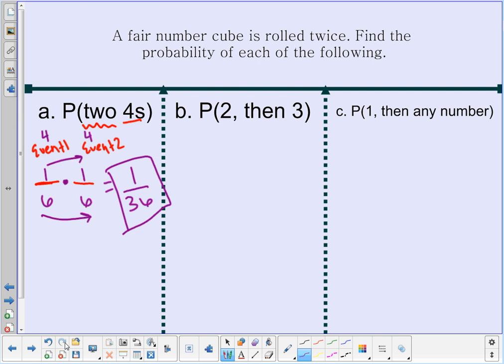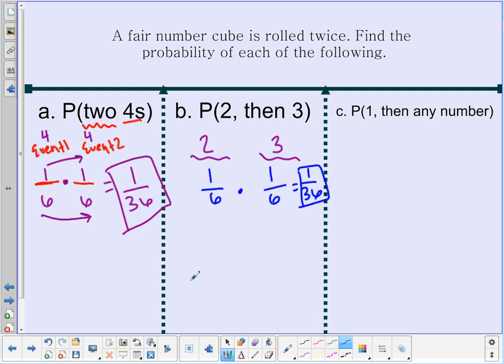If I look at the next one, I want the probability of a 2 and then a 3. So what's my success of getting a 2? And then what's my success of getting a 3? Those are 2 separate events that I want to happen at the same time. My success of getting a 2 is 1 out of 6. My success of getting a 3 is also 1 out of 6. Again, I'm multiplying them together because I want them both to occur. So 1 times 1 is 1, 6 times 6 is 36. No way to reduce that. That again is my probability.